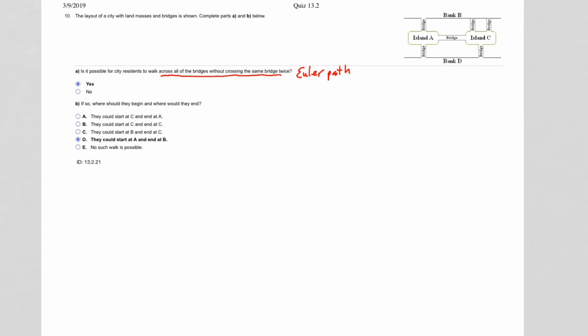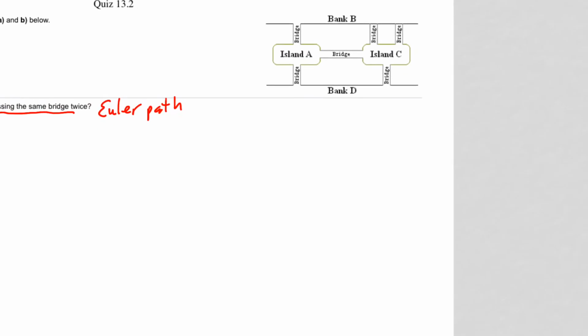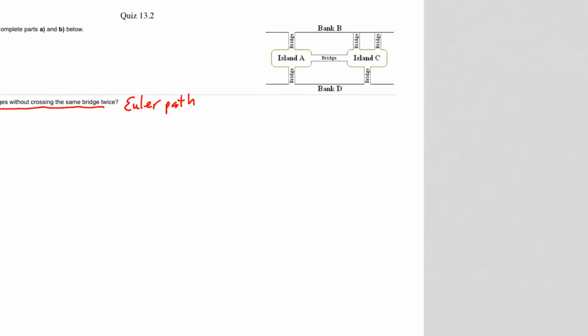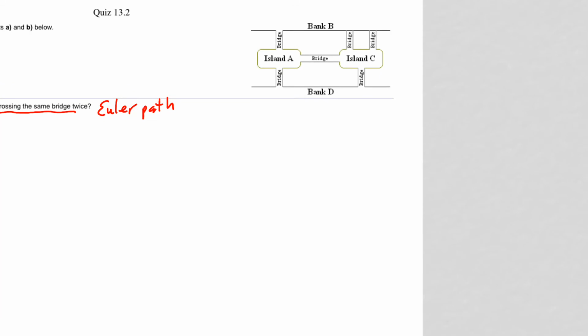So let's see. So we have bank B, we have A, C, and D. So A goes to B, C goes to B twice, C goes to D, C goes to A, and A goes to D. Okay? And if we label this, this is a 3, that's a 3, that's a 4, and that's a 2. There's my 2 odd.